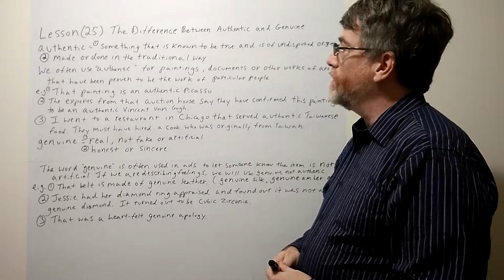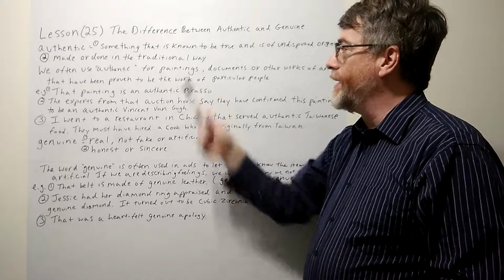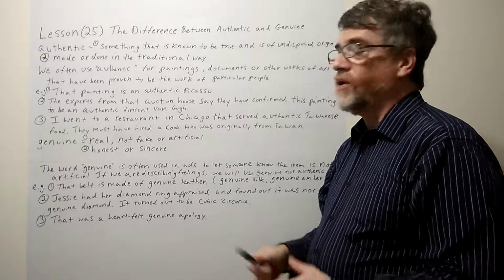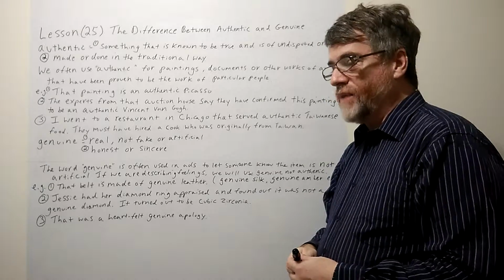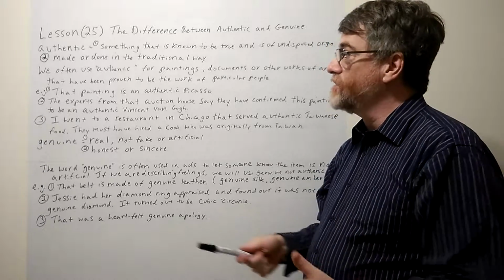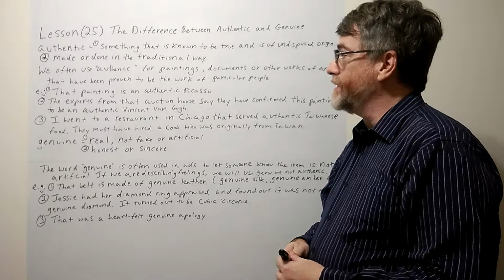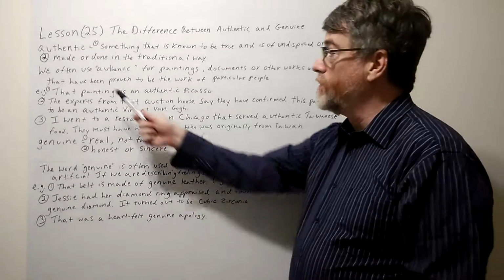The second one is made or done in the traditional way. This one we often use with food. We might also use it with a style, like a style of music or a style of dance or something like that. So let's look at the first note here.